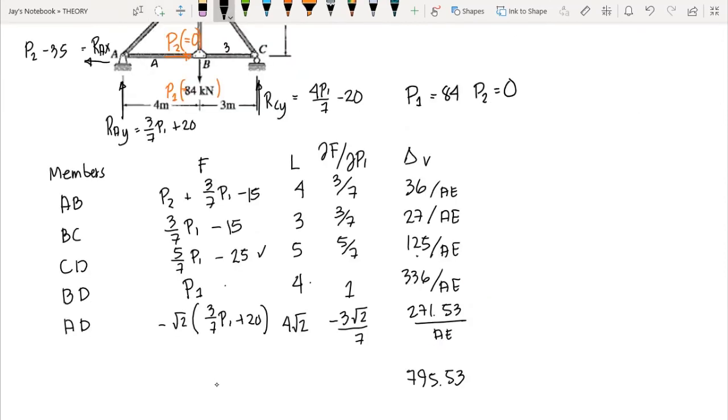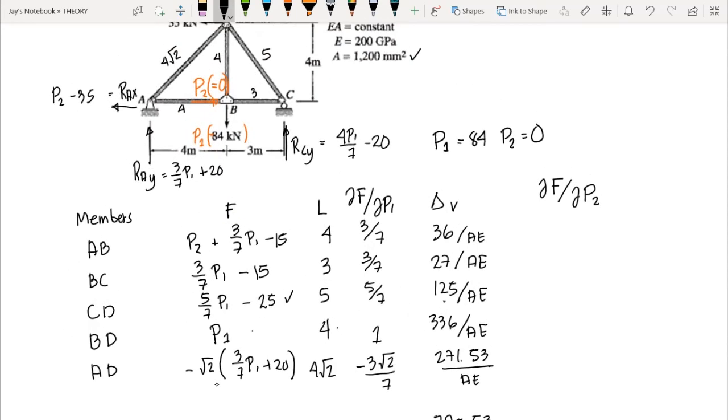Now for the horizontal component, we need to compute the partial derivative of F with respect to P2, since P2 here is used to compute for the horizontal deflection of joint B. Okay, so in that case, we have P2. The derivation of this equation with respect to P2 is equal to 1 because we set P1 and 15 here as constant, and that would give us 0 derivation with respect to P2. And we only have a P2 here as our term for derivation. That means we have 1.